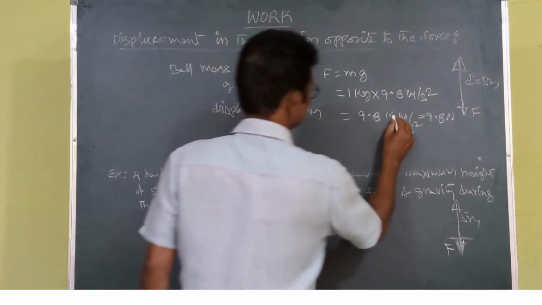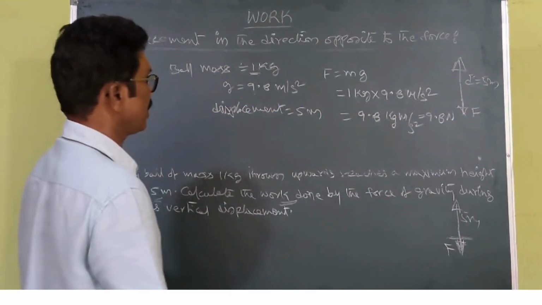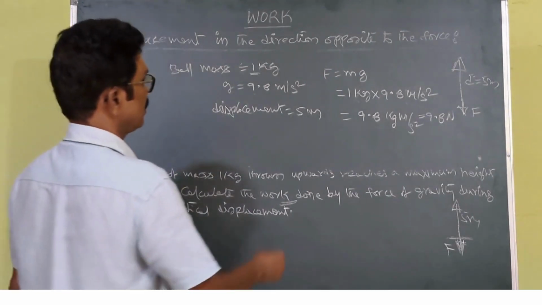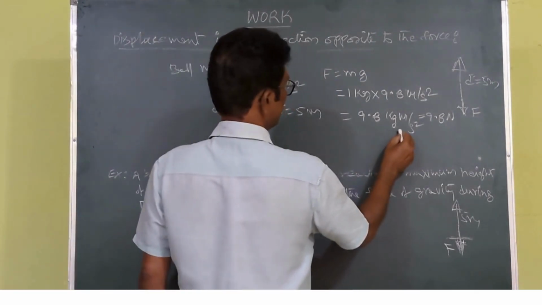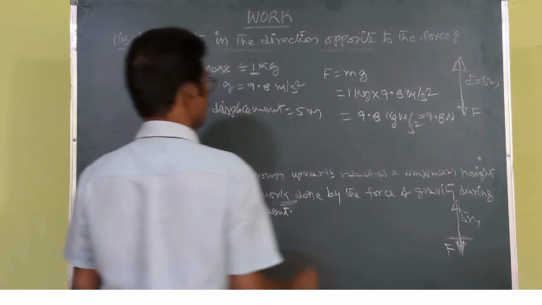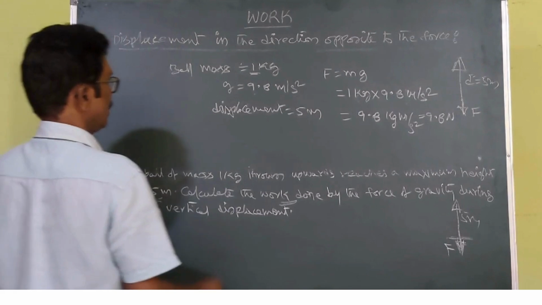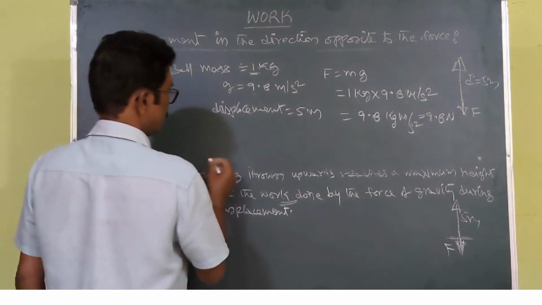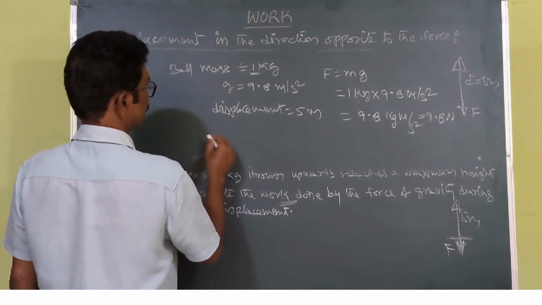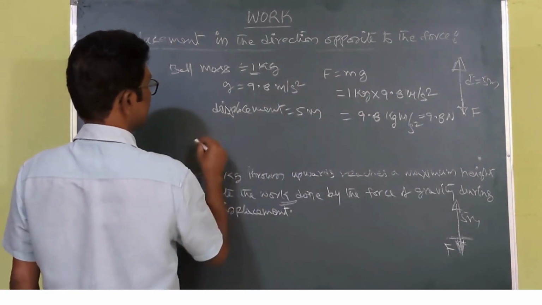1 kg meter per second square equals 1 newton. So 9.8 kg meter per second square equals 9.8 newtons. Okay, now we have found the force. Therefore, for work done, the displacement is there, the force is there.